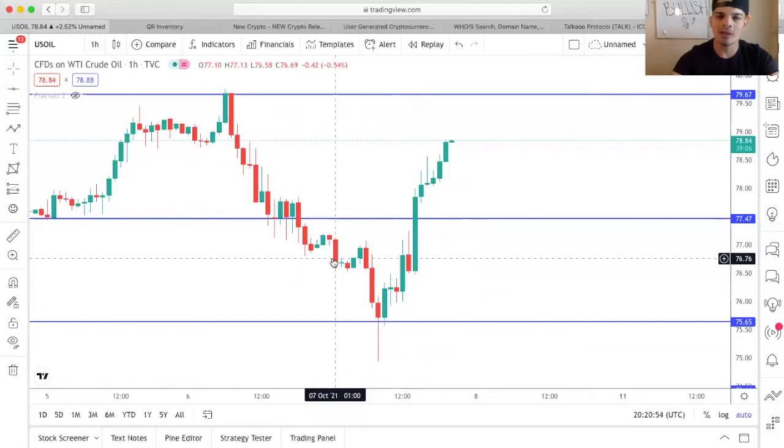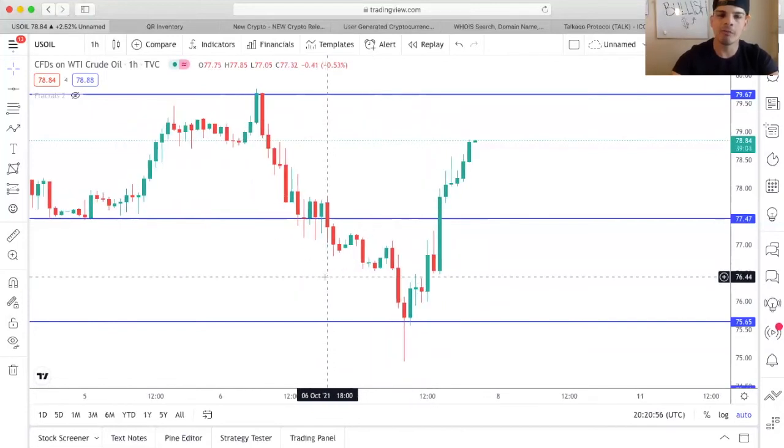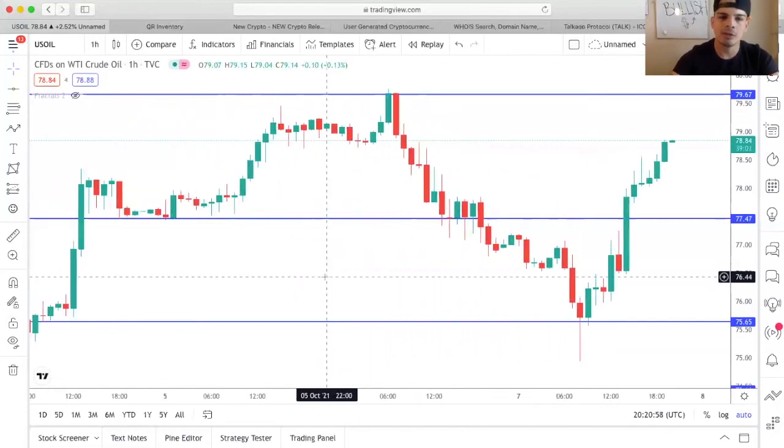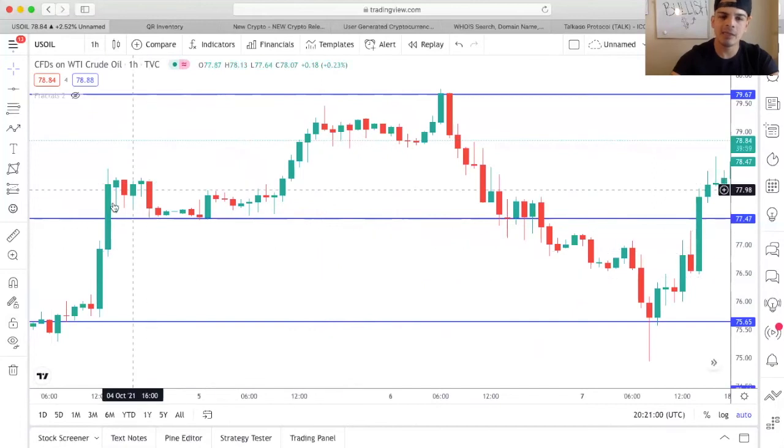So I hope this was clear, guys. Bearish engulfing, bullish engulfing, right? So let's look for another example. As you can see, after it broke through this level, it came back and retested it, right?